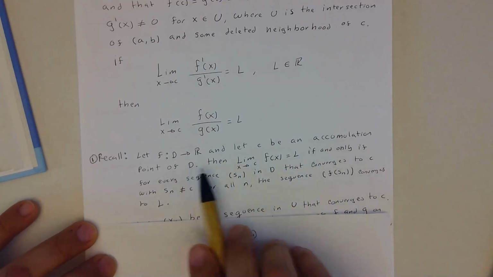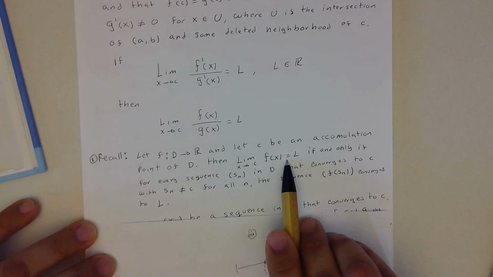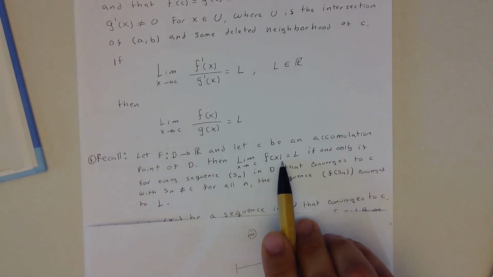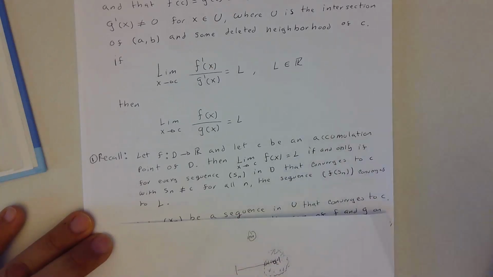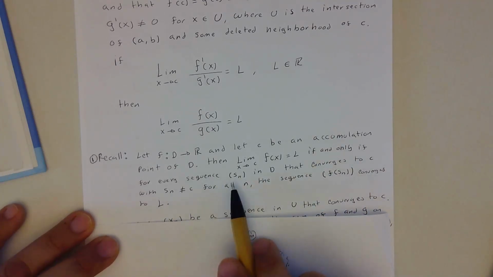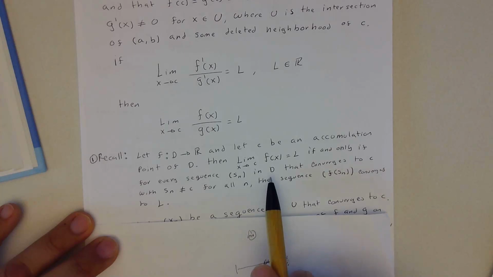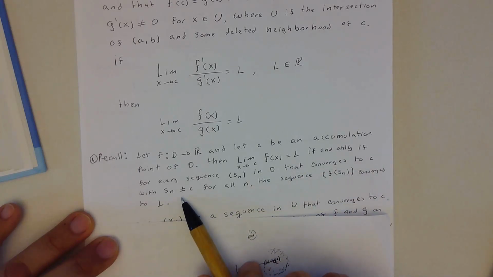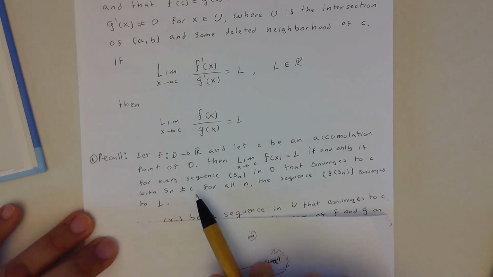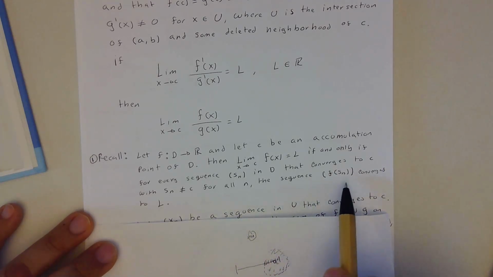Then the limit of f(x) as x tends to c will be equal to L, where L is, as I said, a number in the real line, if and only if for every single sequence converging to this number c in D, of course with the exception that the sequence is never exactly equal to c, it is just converging to c, for all n, the sequence of the function evaluated at this sequence also converges to L, right?